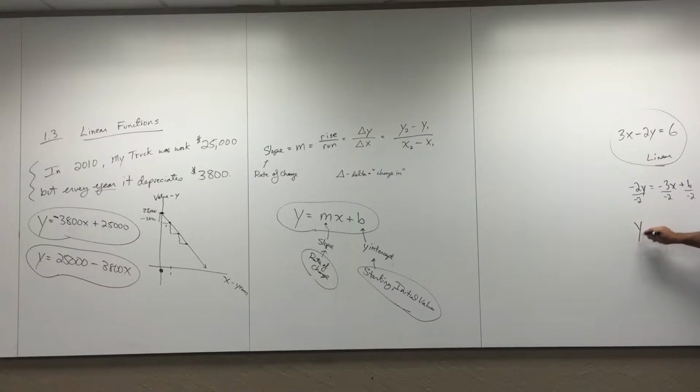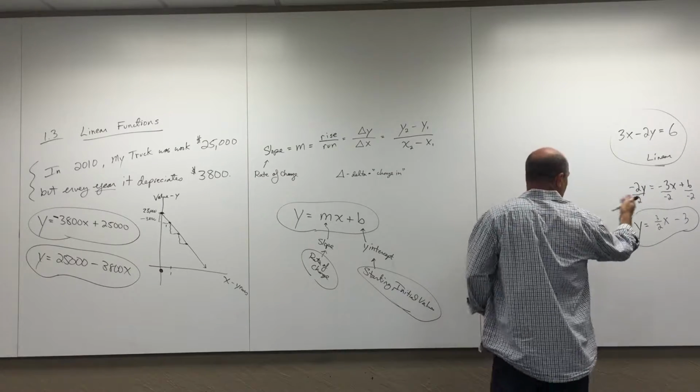That leaves y all by itself. It's a positive 3/2 x. You could pick up a calculator and call it 1.5 if you want to. That's what it is. And this is negative 3.